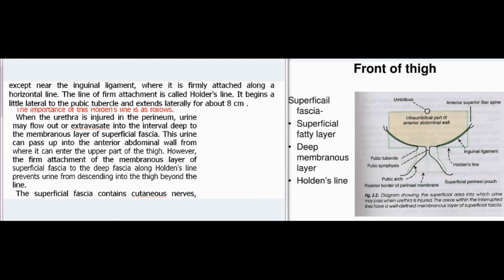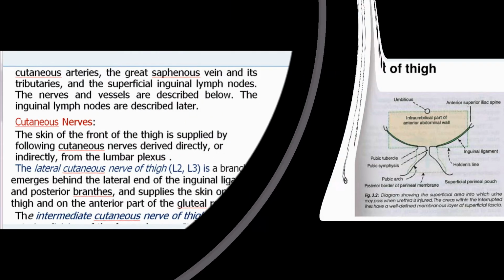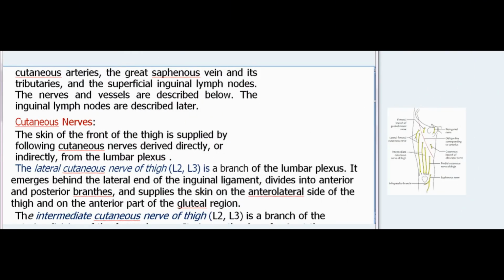The superficial fascia contains cutaneous nerves, cutaneous arteries, the great saphenous vein and its tributaries, and the superficial inguinal lymph nodes. The nerves and vessels are described below. The inguinal lymph nodes are described later.